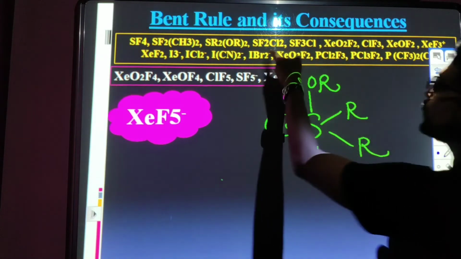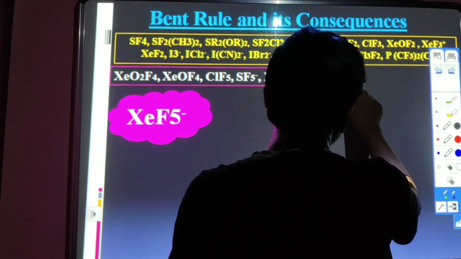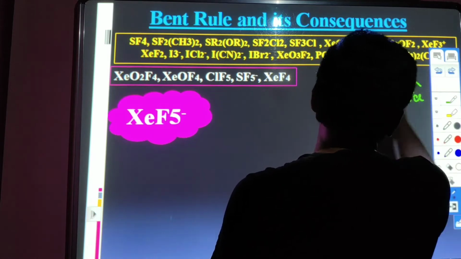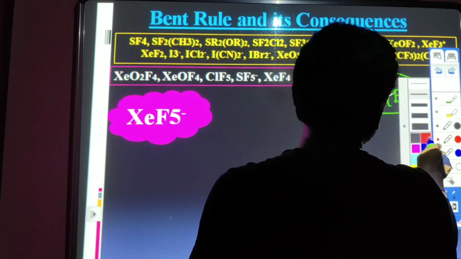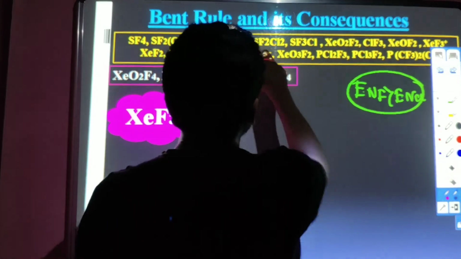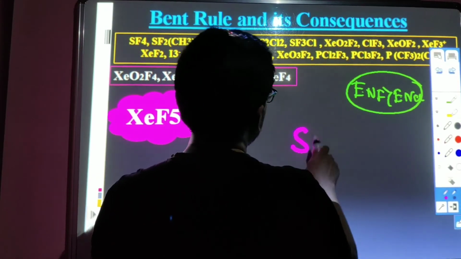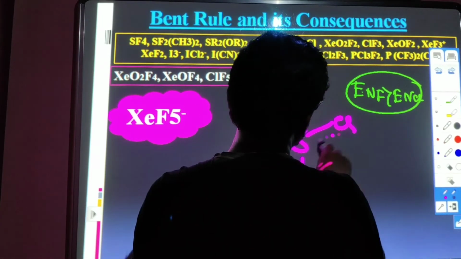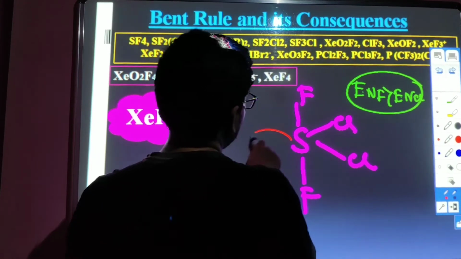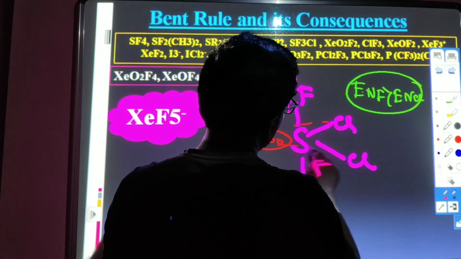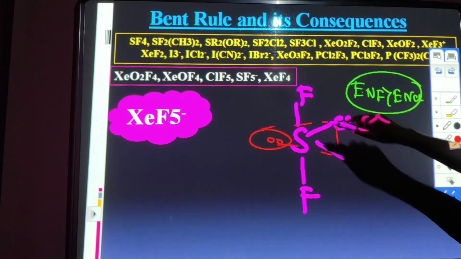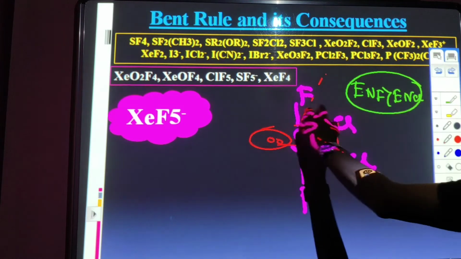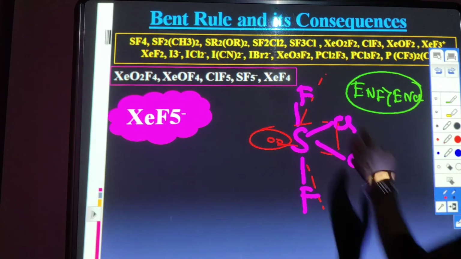Now SF2Cl2. The electronegativity of fluorine is higher than that of Cl. So based on this information, what will you do? Let me show. Put S. First put the electronegative element, Cl, here, and the lone pair here. Done. The angle will be less than 90.